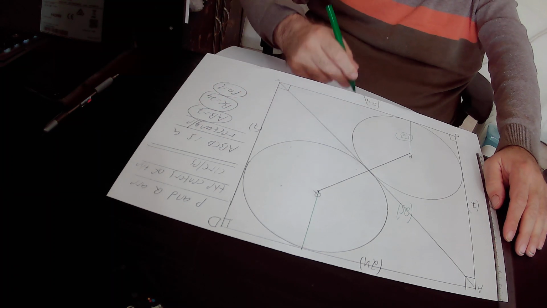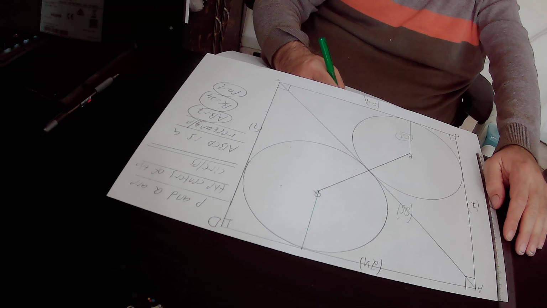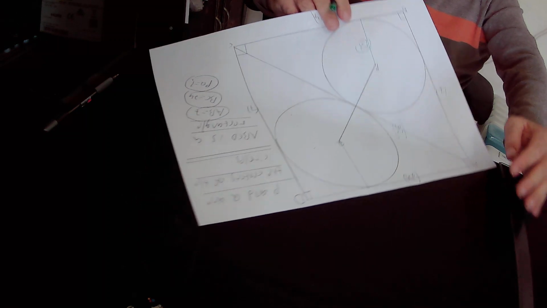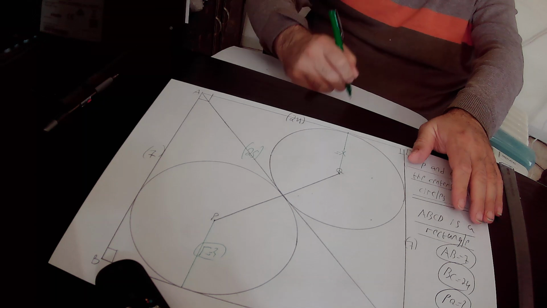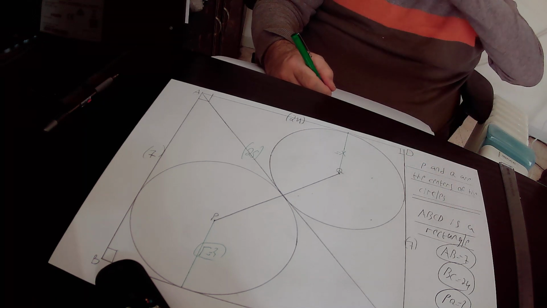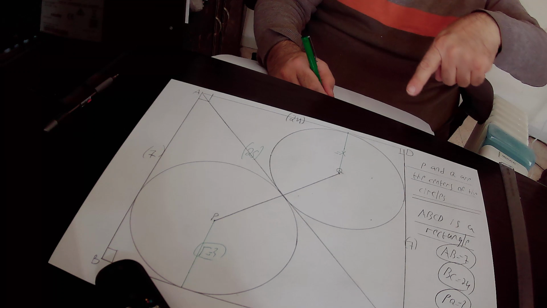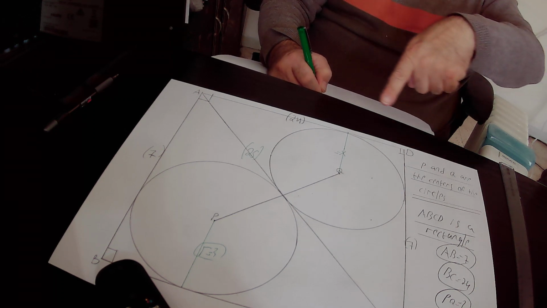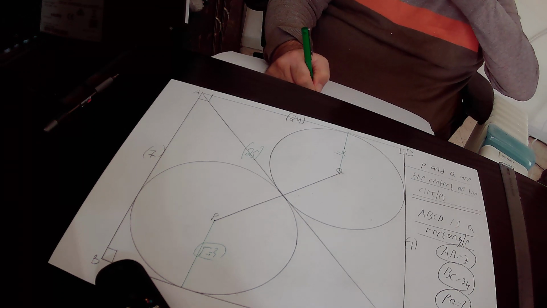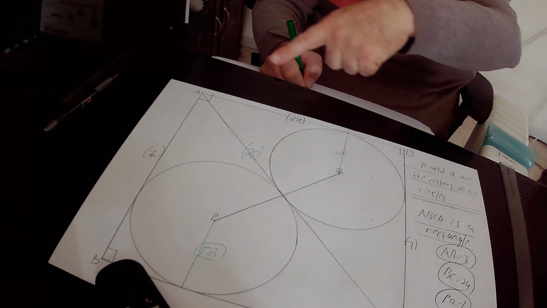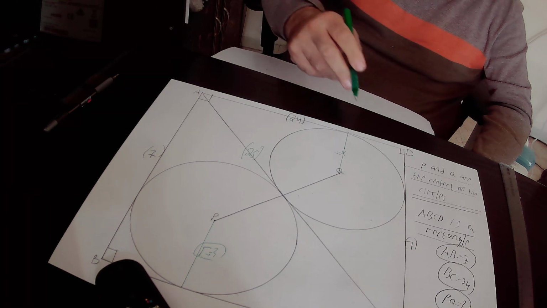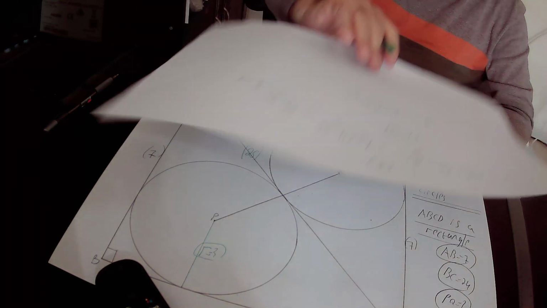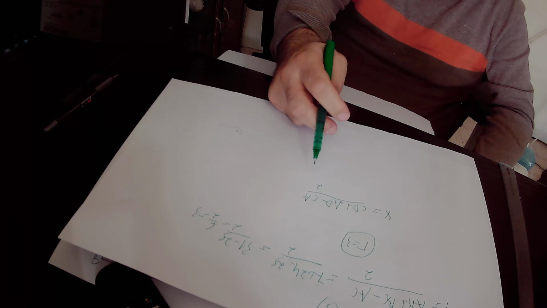The radius x. We define the radius of this circle as x. X equals CD plus AD minus the hypotenuse CA over 2. And again, the radius of this circle x must be equal to CD plus AD minus CA over 2.